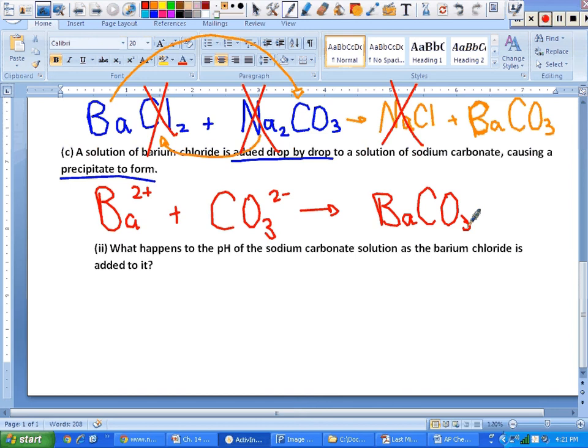Well, we'll find some harder ones. Okay. Now, what happens to the pH of the sodium carbonate solution as the barium chloride is added to it?